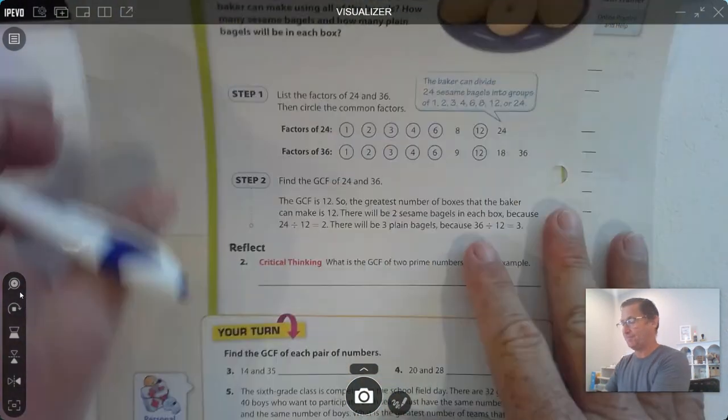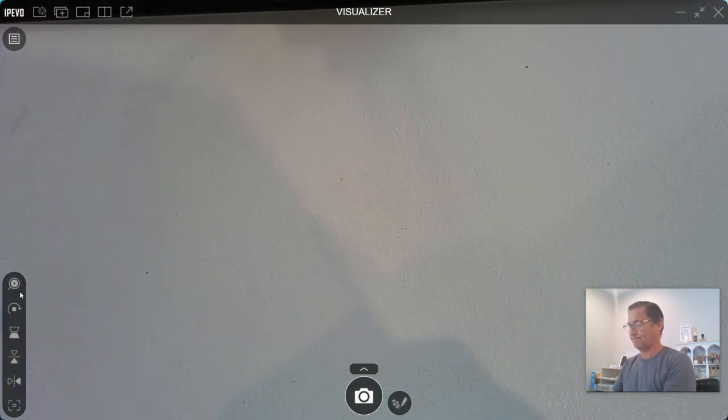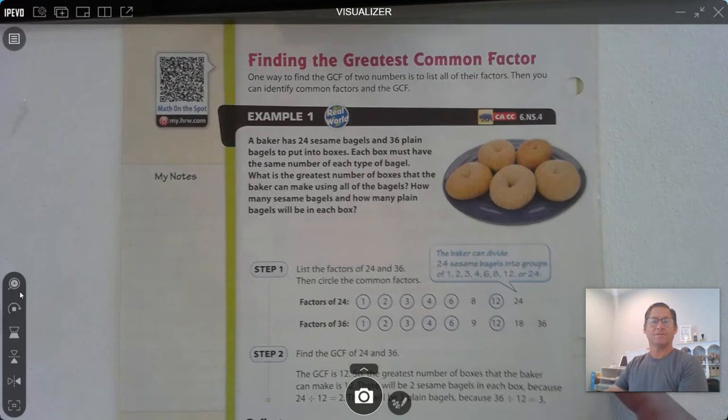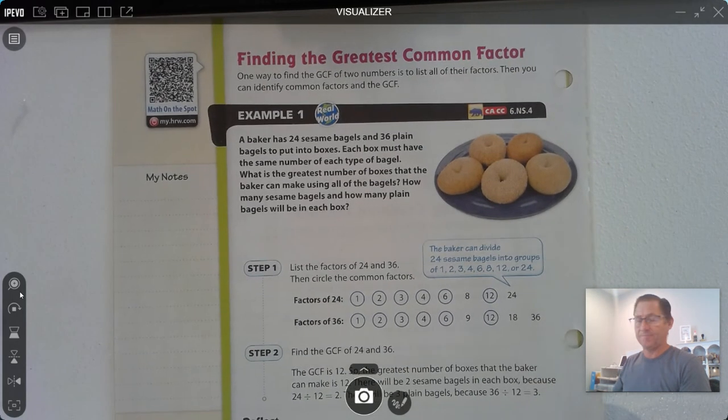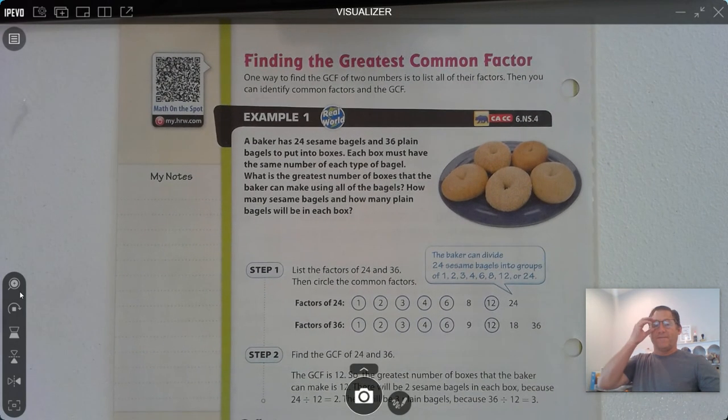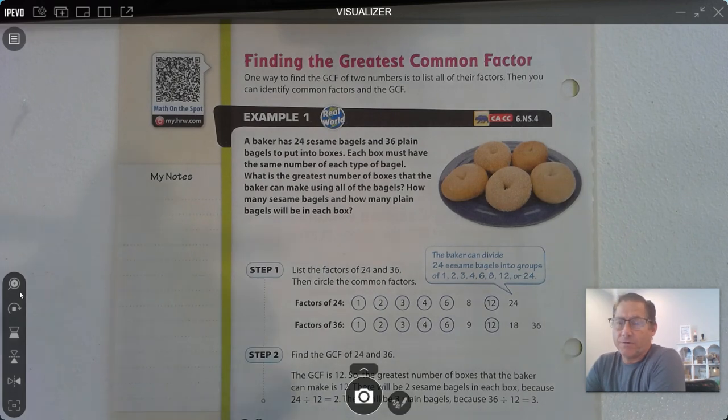Page 32. So let's continue finding the greatest common factor. One way to find the greatest common factor of two numbers is to list all of their factors. And that's basically what we were doing in activity 1. Then we can identify common factors and the greatest common factor. So let's look at example 1.